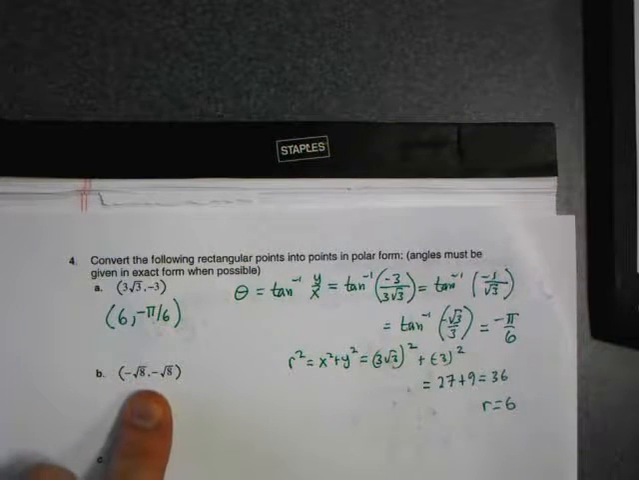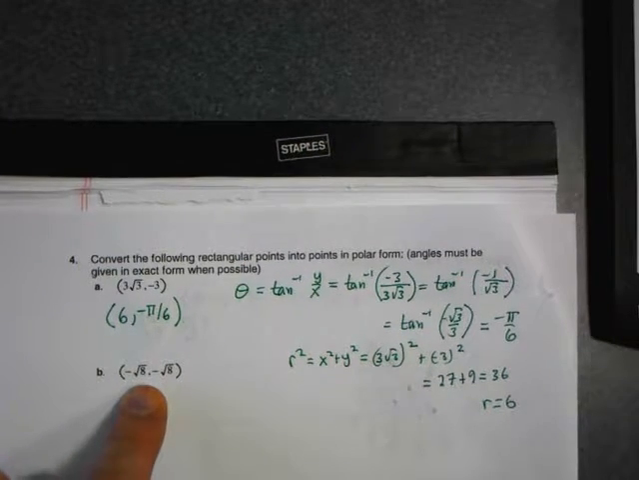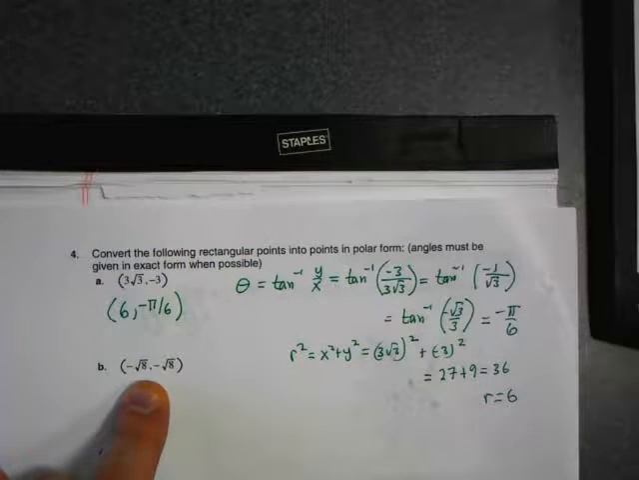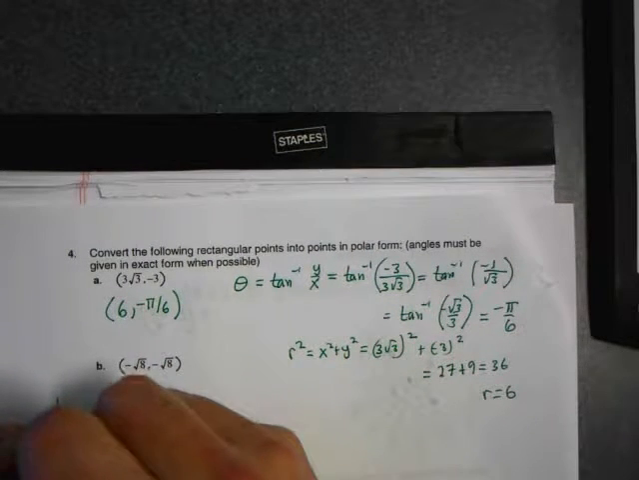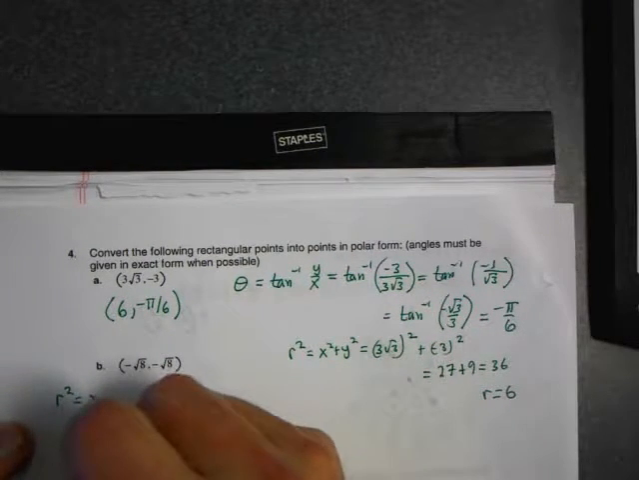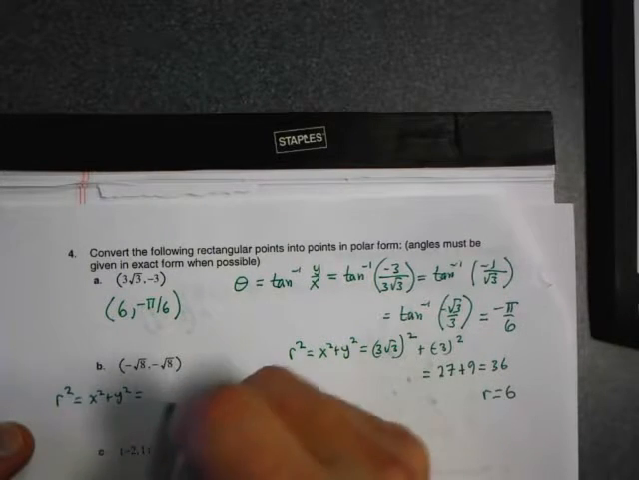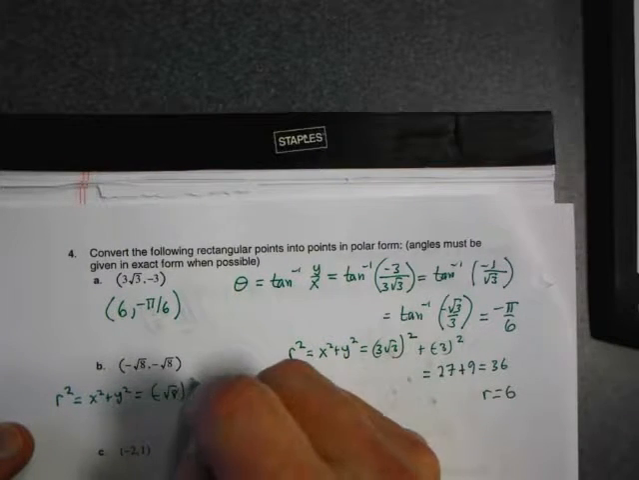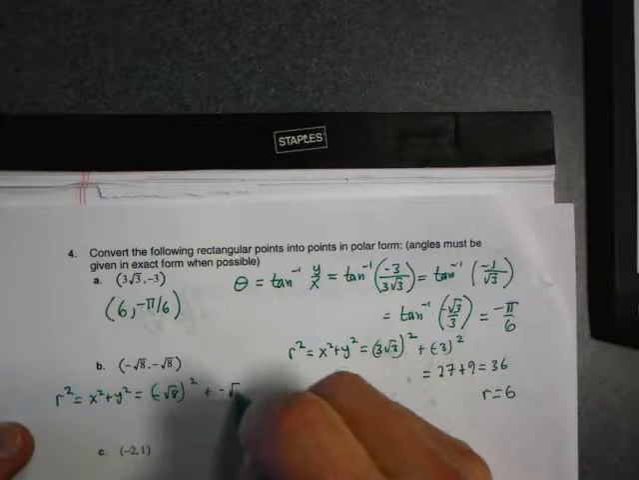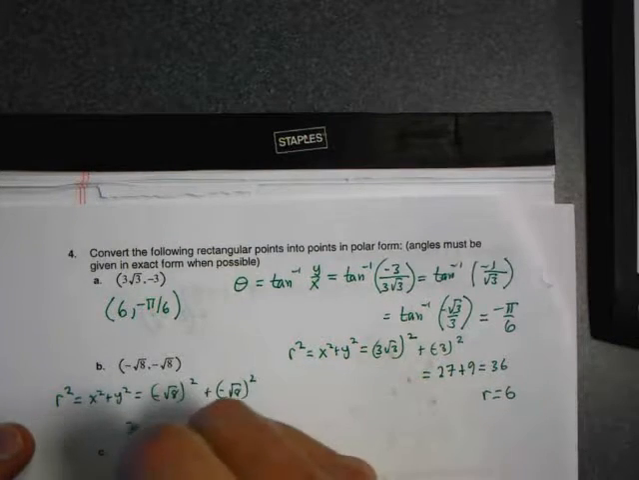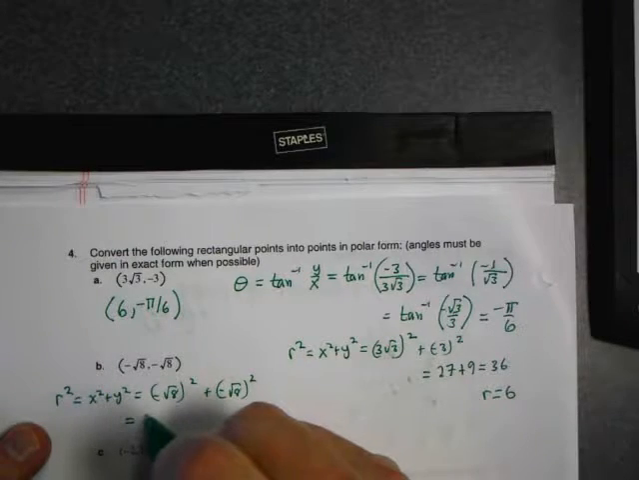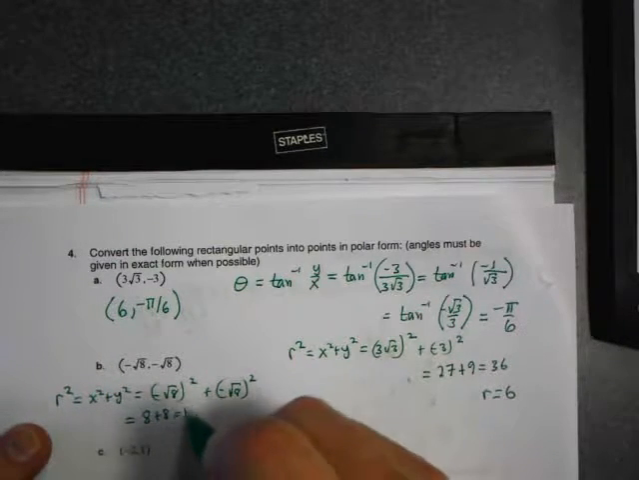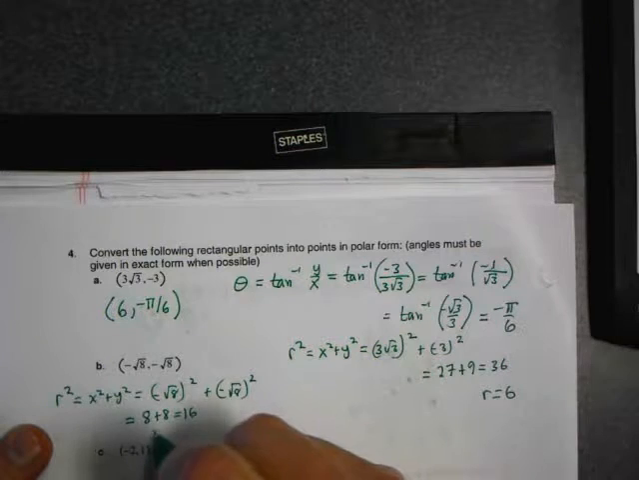All right, this point: negative square root of 8, comma, negative square root of 8. Which quadrant is that in? Quadrant 3. So I'm going to have to fix it this time. I'm going to have a problem. Let's do the r first. R is never a problem. R squared is x squared plus y squared. That's going to be negative square root of 8 squared plus negative square root of 8 squared. So the answer is 8 plus 8, which is 16, and then I do the square root. You're right, r is 4.